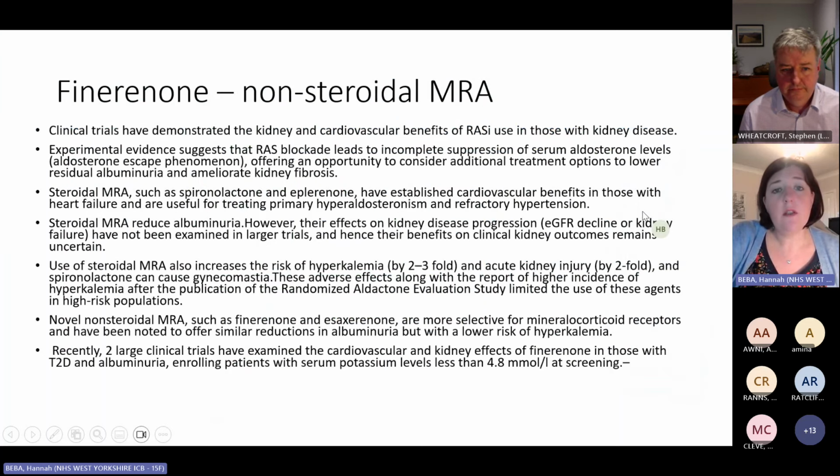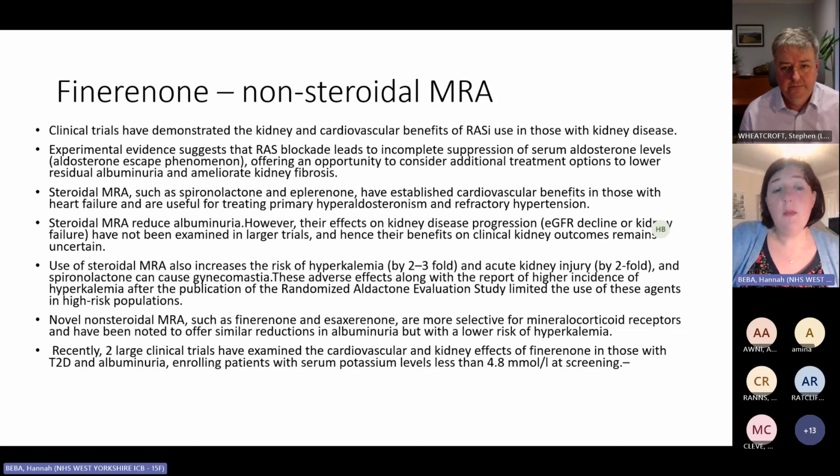So what is finerenone? Finerenone is a non-steroidal MRA. So it's like spironolactone, but because it's non-steroidal, you don't get any of the gynecomastia symptoms that you might get with spironolactone. And clinical trials have demonstrated that this drug's beneficial in kidney and cardiovascular prevention on top of RAS blockade, basically.